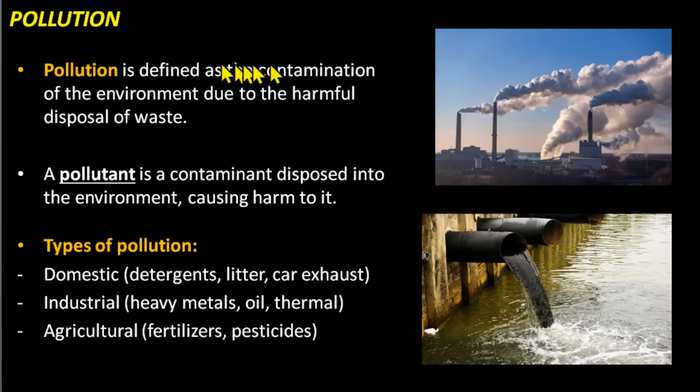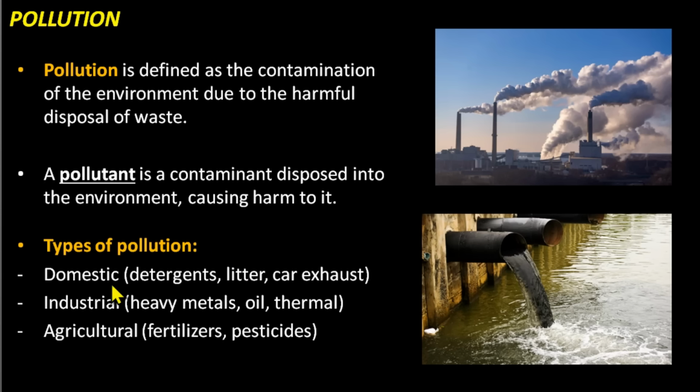Pollution is defined as the contamination of the environment due to the harmful disposal of waste. A pollutant is a contaminant disposed into the environment causing harm to it. So we're going to look at different categories of pollution. Of course, pollution involves land pollution, air pollution, water pollution, and noise pollution. But we're going to look at it as domestic pollution, industrial pollution, and agricultural pollution.